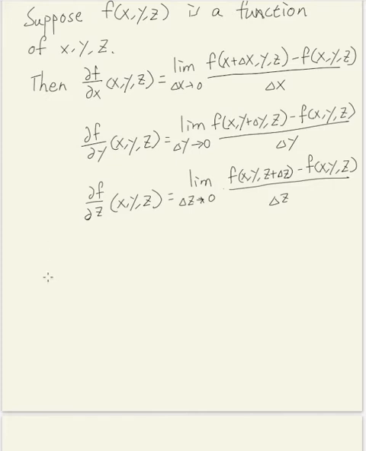Let's do a quick practice problem. Example: f of x, y, z equals x times e to the xy plus 2z. Okay, so what is df dx? Once again, we can write this as f sub y, f sub z, f sub x. I'm not going to write it all out here, but you get the idea. This is the notation I'm going to use simply because it's easier to write.